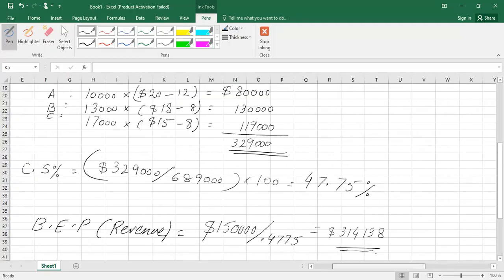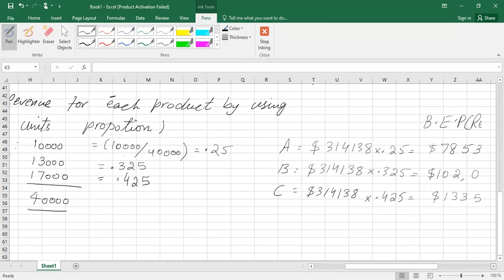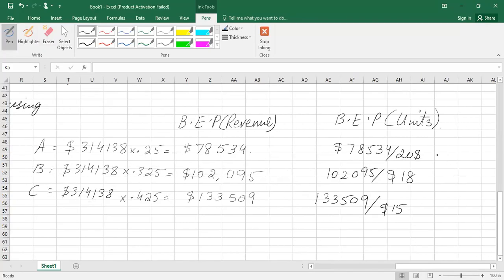So we can use these selling prices to convert revenue into break-even point units. This 78,534 is divided by $20. This 102,095 is divided by $18. This 133,509 is divided by $15. So you can calculate your units.